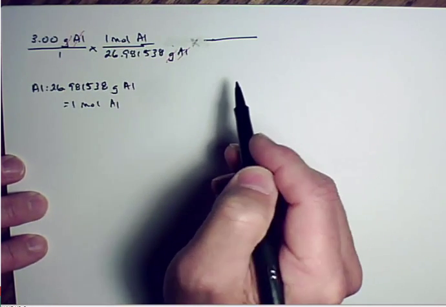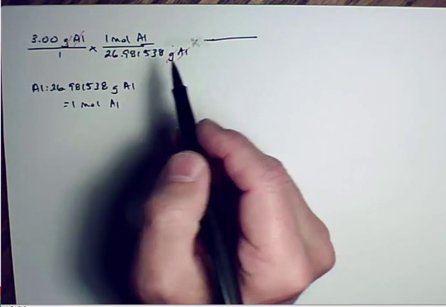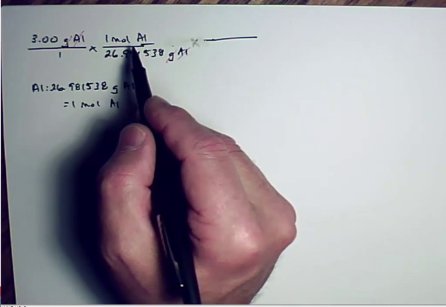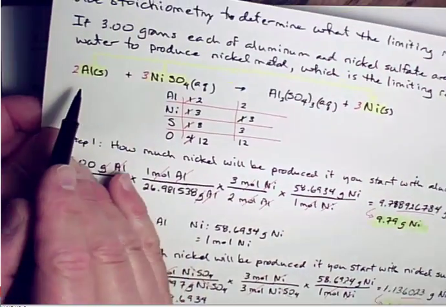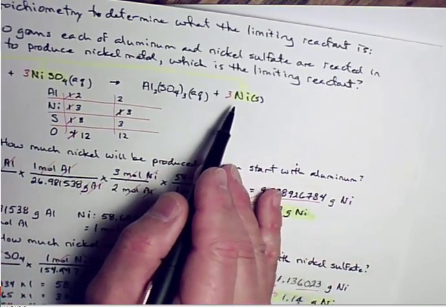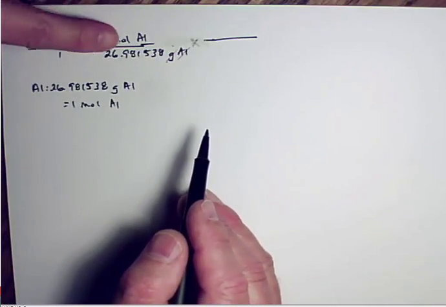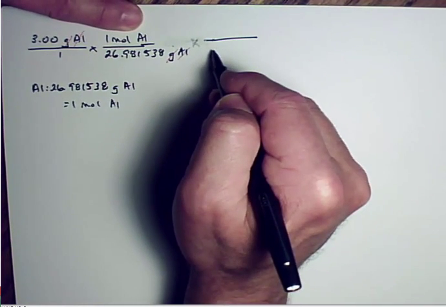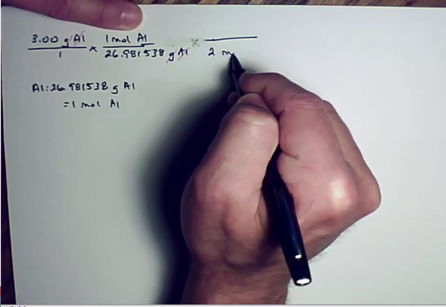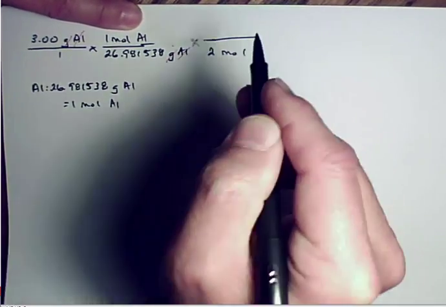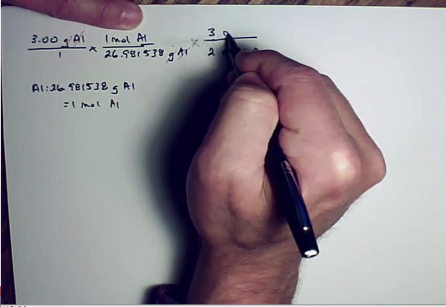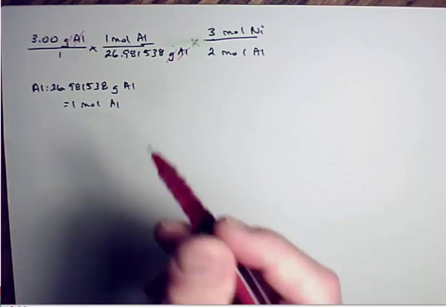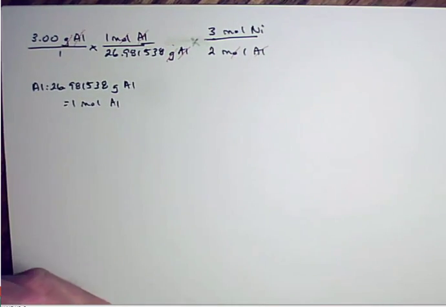Okay, so now we want to go to the molar ratio. Once we've got aluminum into moles, then we can go to the molar ratio. The molar ratio is going to be the moles of aluminum to the moles of nickel. Well, there's 2 moles of aluminum and 3 moles of nickel. Since I have moles of aluminum here, I want moles of aluminum on the bottom, and there were 2 moles of aluminum. And there's 3 moles of nickel. Now we can simplify this and cancel out moles of aluminum.